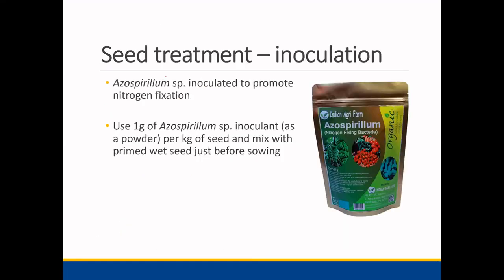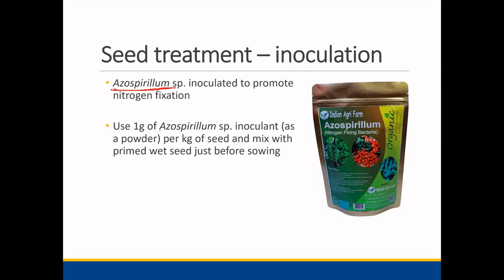And then in some places, as seed treatment, inoculation is also practiced. So in inoculation, what they do is they inoculate this particular bacterium, Azospirillum species. They promote nitrogen fixation. You may have studied the rhizobium species in legumes, they will have the symbiotic relationship with the nodules of the legumes, and then they will fix nitrogen. But here, they don't have a symbiotic relationship, but this particular bacteria will survive in the rice fields. So if you can inoculate them with the seeds, they will help to fix atmospheric nitrogen.